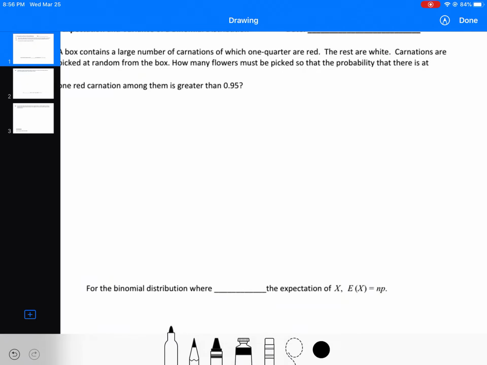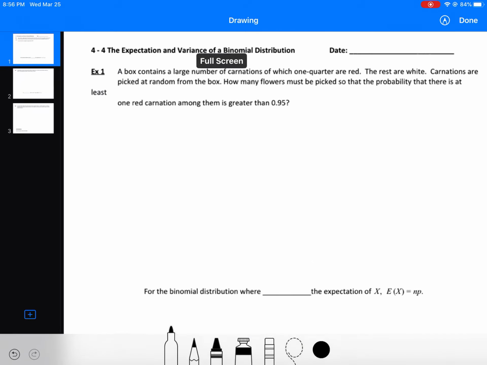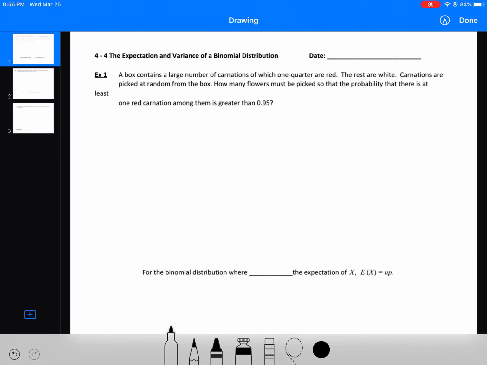Okay, so our first example here is a box contains a large number of carnations, of which 1/4 are red, the rest are white. So we've got 1/4 red, 3/4 white. Carnations are picked at random from the box. How many flowers must be picked so that the probability that there is at least one red carnation, this is our R, among them is greater than 0.95. So this is our N. So different than the questions that we did in the last video, because now we're looking for our number of trials instead of our probability.